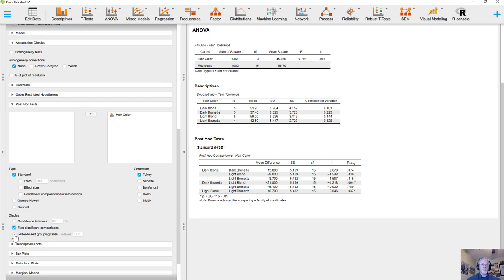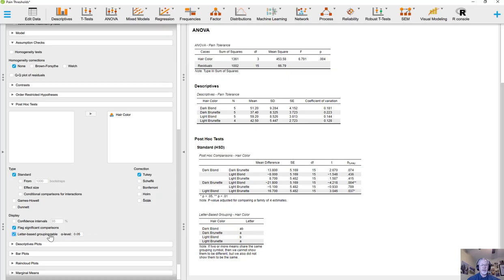What I really like for interpreting these is what's called the letter-based grouping table. So it's basically showing that if you took each group as lined up over here with their means, you could actually do subscripting of the means where you'd put an AB next to this mean of 51, an A here, a B here, and an A here. And the interpretation is shown here. If 2 or more means share the same grouping symbol, then we cannot show them to be different, but we can also not show them to be the same.